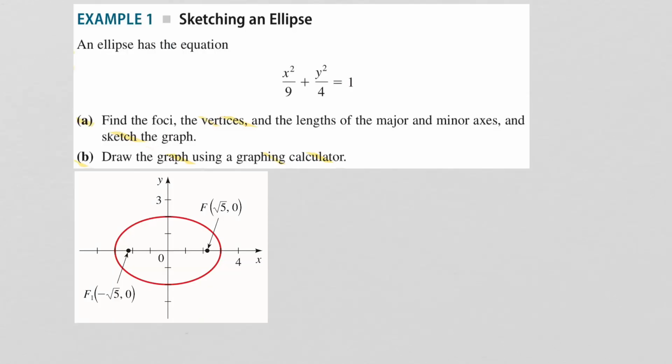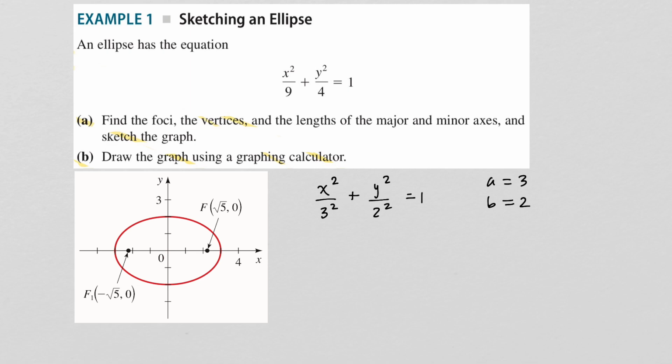So here I have the equation of an ellipse. I want to find the foci, the vertices, the lengths of the major and minor axes, and then I want to sketch the graph. Now, you can see that we already have the graph here, but let me explain where this comes from. So we can write this equation as x squared over 3 squared plus y squared over 2 squared is equal to 1. So in this case, a is equal to 3 and b is equal to 2. So this means the ellipse is going to be longer on the x-axis and shorter on the y-axis.